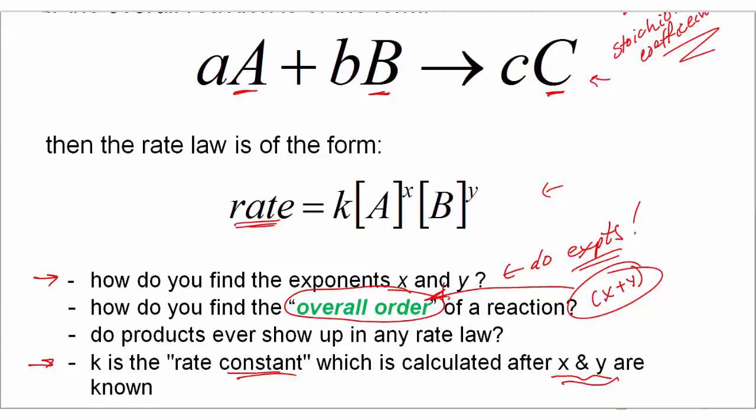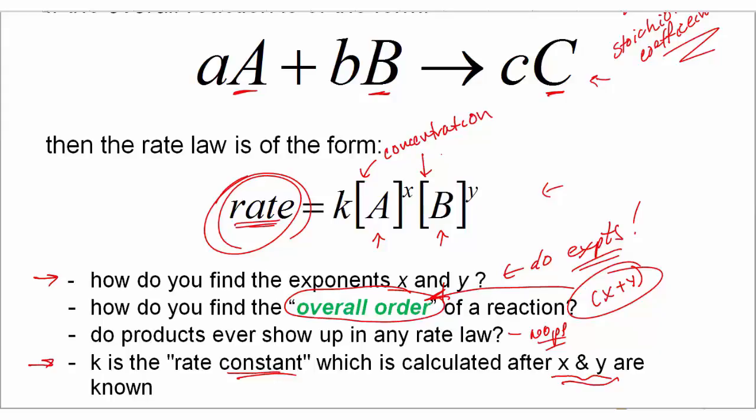Do products ever show up in any rate law? Nope. It kind of does over here in the rate, but no. It's only reactants. What do the brackets mean? Concentration. So the rate equals the rate constant K times the concentration of A raised to some X power times the concentration of B raised to some Y power. So if you increase the concentration of those reactants, you definitely increase the rate.